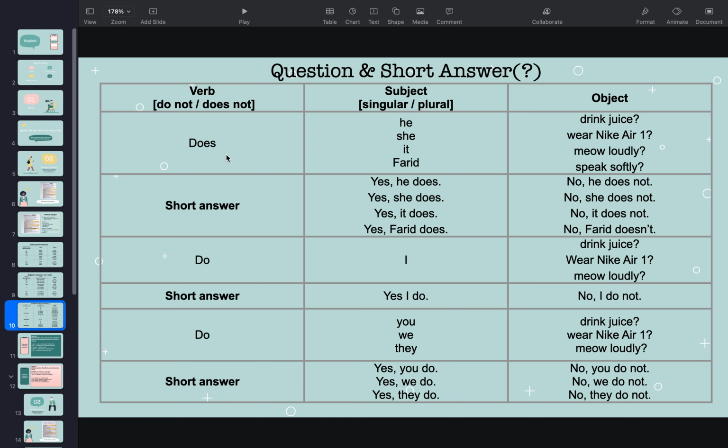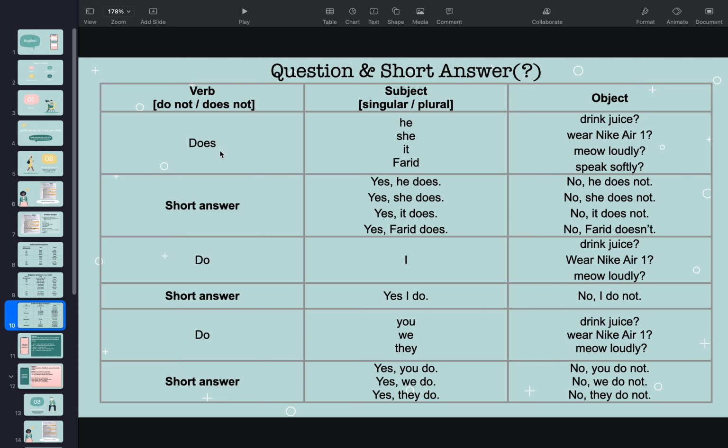tulis verb dia dulu. Okay, kata kerja dia dulu. Kemudian baru kamu tengok dia, baru kamu letakkan noun. Okay, baru kamu letak noun. Nak tanya soalan ni, siapa yang nak tanya soalan? Dia tu siapa? Dia tu lelaki ke perempuan? Kalau lelaki he, perempuan she. Lebih daripada seorang ke? Tak lebih dari seorang. Kalau tak lebih, he seorang lelaki. Does he drink juice? Dia minum jus tak?